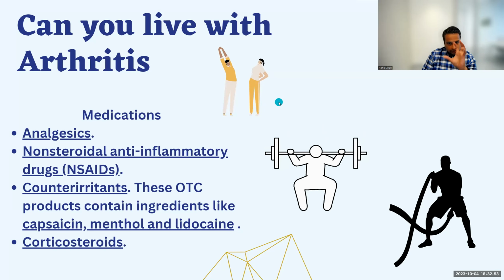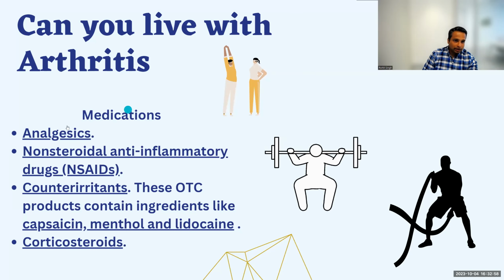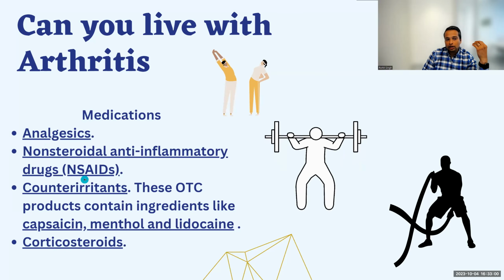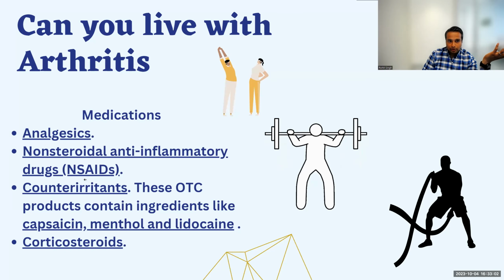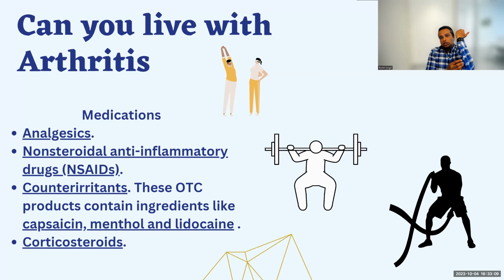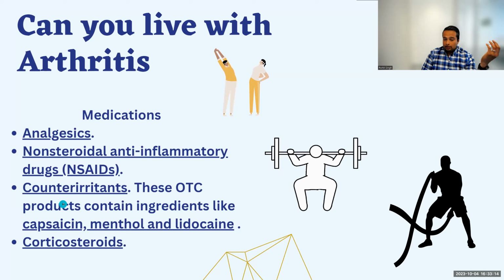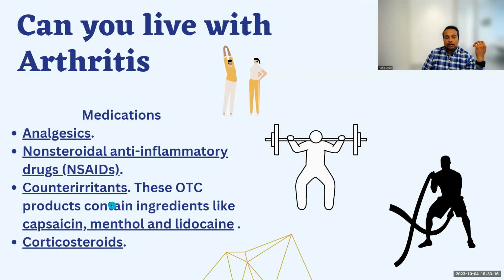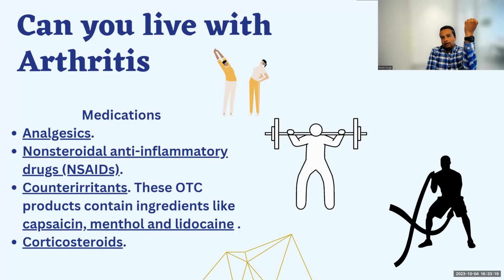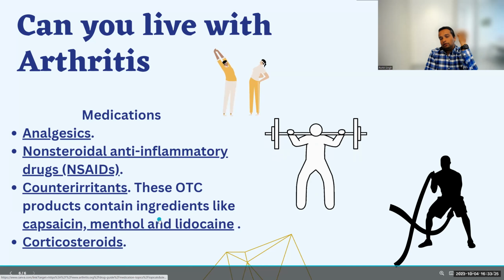Besides your workout and your meals, you need to have some kind of medications. You can have pain relievers, which are analgesics, or you can have non-steroidal anti-inflammatories. When the joints are moving, they're scratching or touching each other, they'll cause inflammation and swelling. So to bring that down, you can use NSAIDs. There are counter-irritants, which are lidocaine and capsaicin. Basically, they will numb that area. It's those balms you use. Or you can use corticosteroids again to bring the inflammation down.